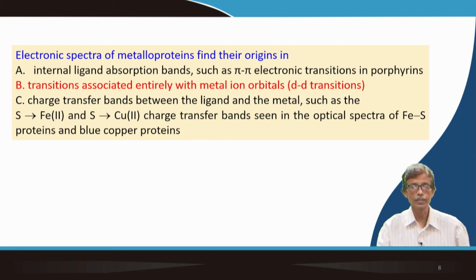the charge transfer transitions. What we are looking for here also is that you have a sulfur environment around iron and you can have a sulfur environment around copper. So, these charge transfer transitions can also be easily identified from your iron-sulfur proteins or the blue copper proteins.